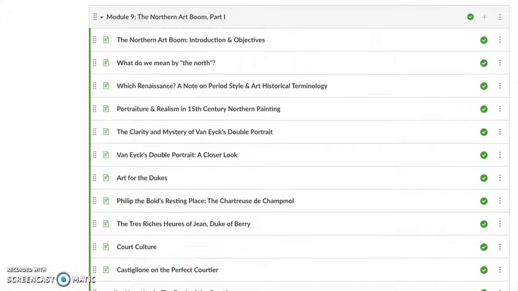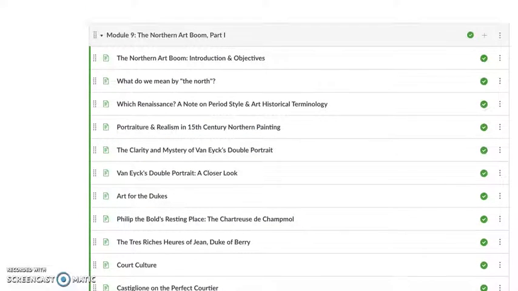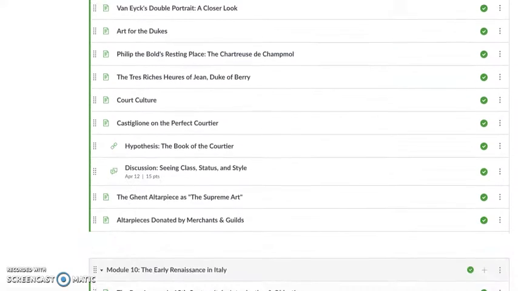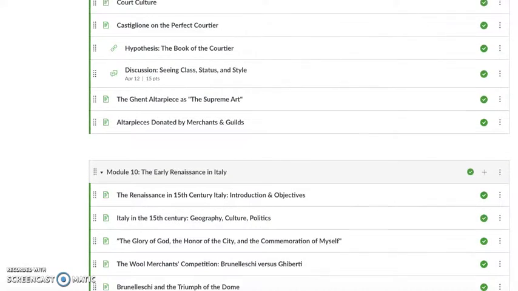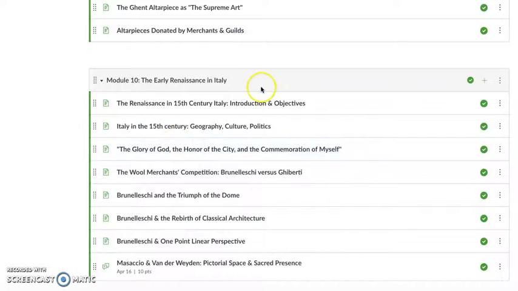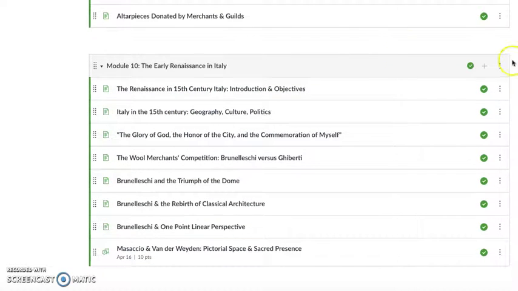So, you've been working on Module 9, the Northern Art Boom Part 1, which promises a Part 2 to come. And then I've just opened Module 10, the Early Renaissance in Italy. So both Module 9 and Module 10 are dealing with the 1400s from two different regional perspectives.